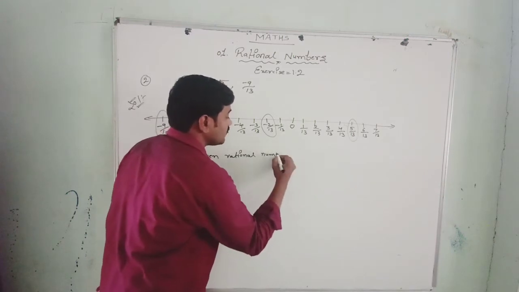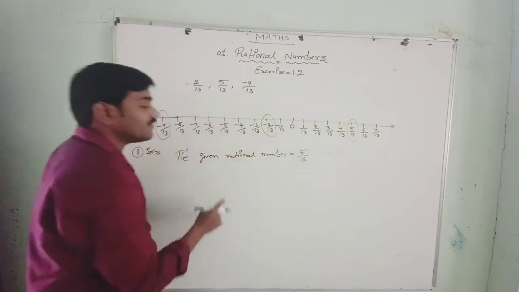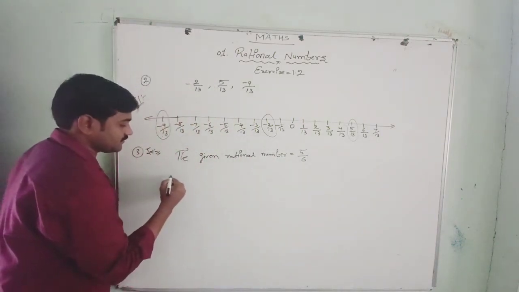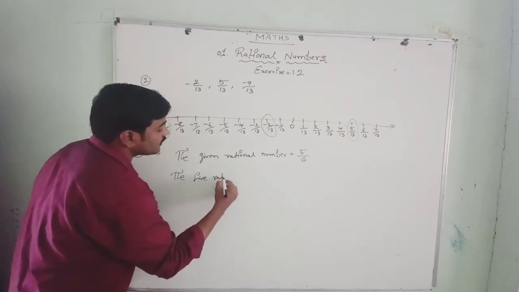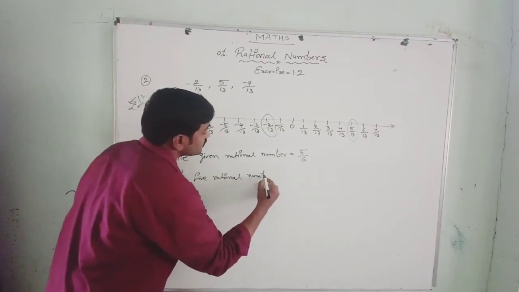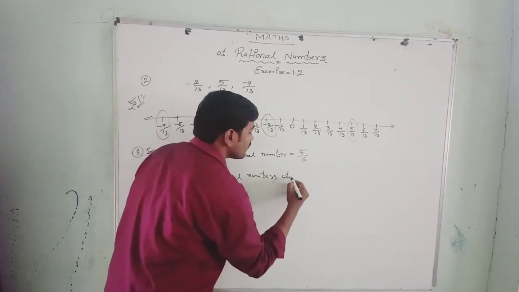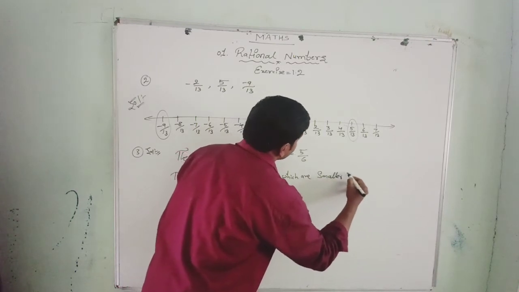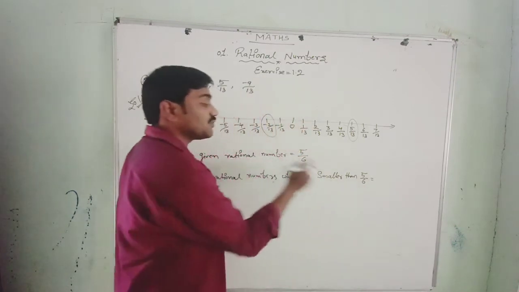The given rational number is equal to 5 by 6. We have to write 5 rational numbers which are smaller than 5 by 6. Therefore, the 5 rational numbers which are smaller than 5 by 6.